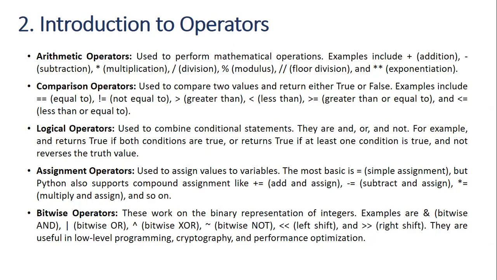Bitwise operators work on the binary representation of integers. Examples are the ampersand, which is bitwise and, the vertical bar, which means bitwise or, the caret, which means XOR, the tilde, which means not, then left shift and right shift. They are useful in low level programming, for example, cryptography and performance optimization.